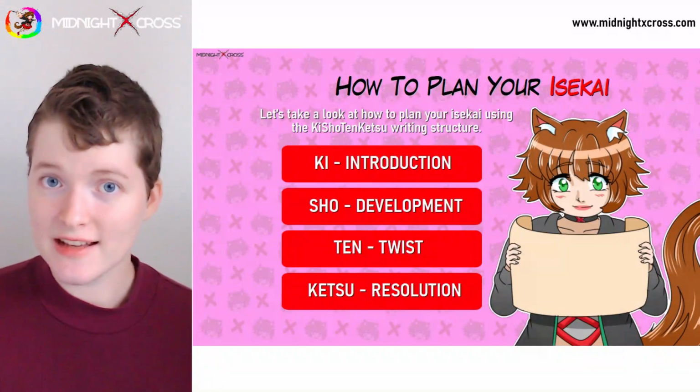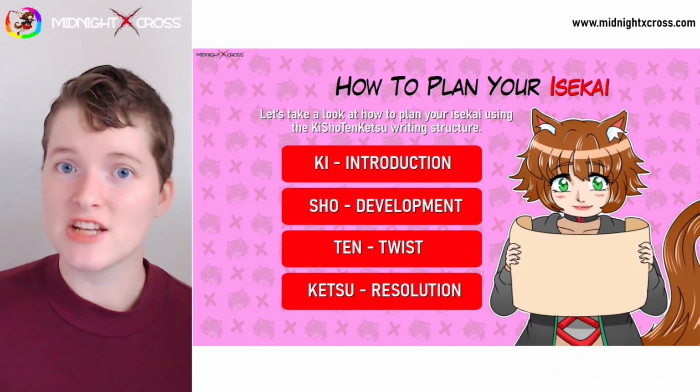So this is the Kishoten Ketsu structure, which is most commonly used in writing Japanese manga or light novels, and applying this technique to creating your isekai story can also be very helpful.